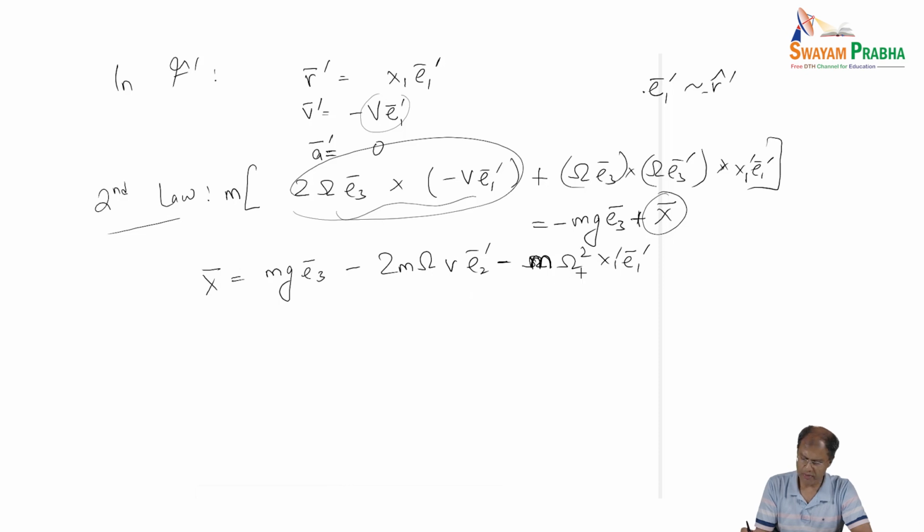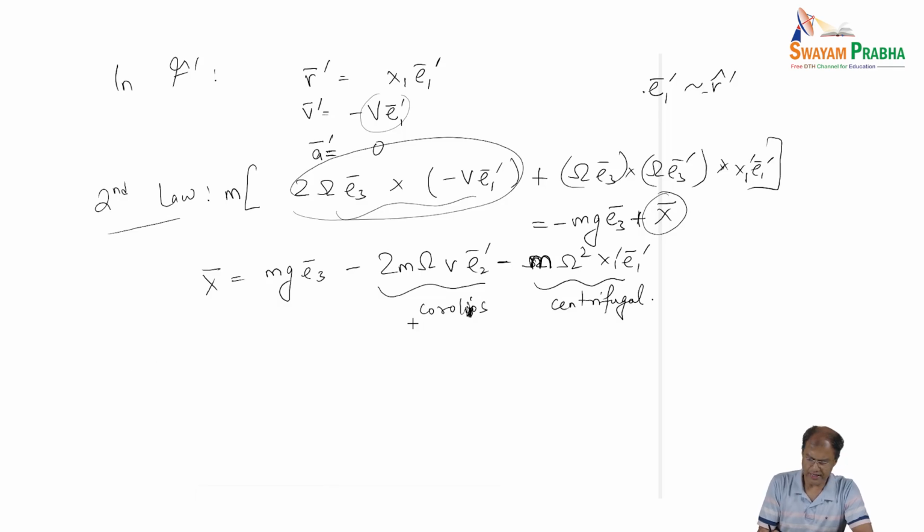Right? So minus m omega square x1 E1 prime. And so this is what we wanted to find, the force exerted by the surface on the man. We see that this quantity is our so-called Coriolis effect, and this quantity is our centrifugal effect, right? So these are the various terms.